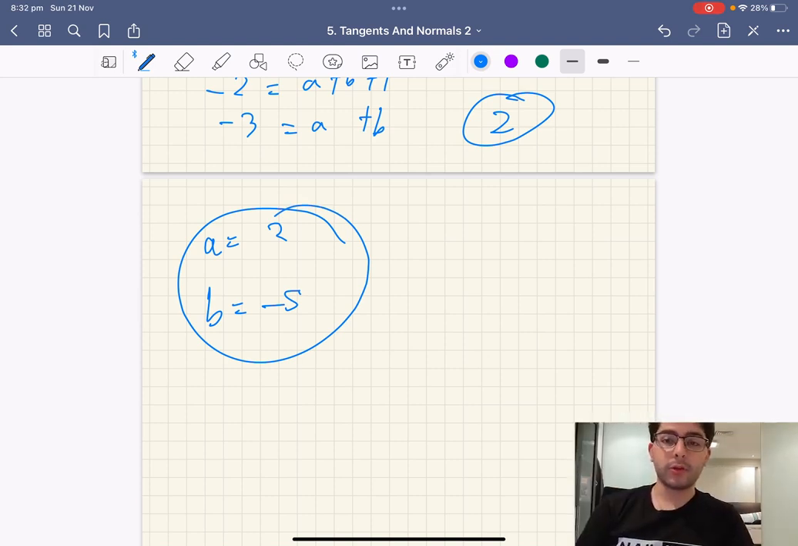Okay, so that concludes my coverage of how to look for tangents and normals and for doing some trickier questions that involve a bit of algebra.